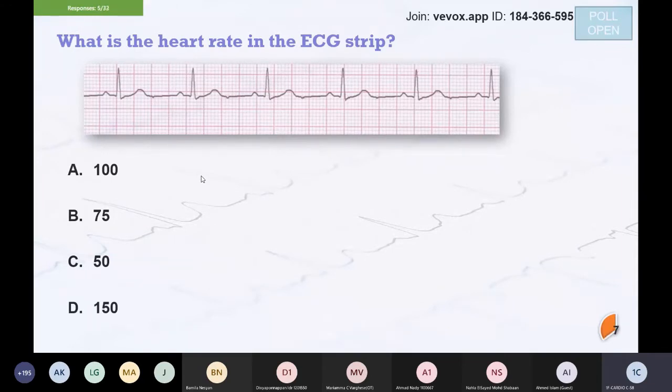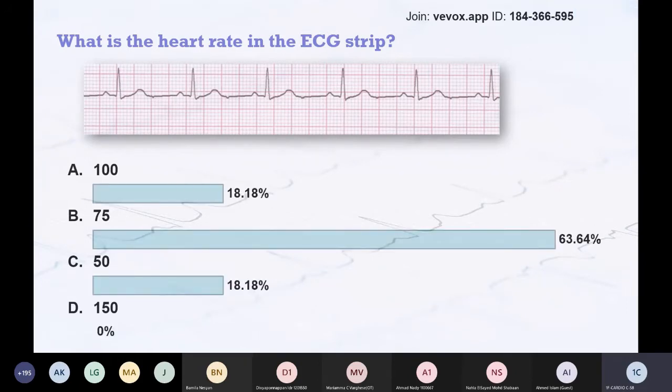Only 6 people among 33 have responded, so all of us have to go to the website. So 63% got the correct answer, 75. Some of them said 100, some others said 50, and none said 150. So the correct answer here should be 75, as you can see in the presentation.